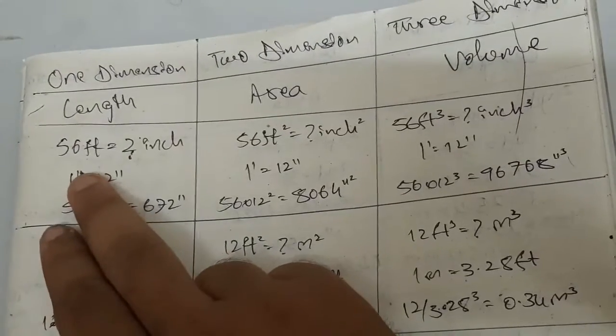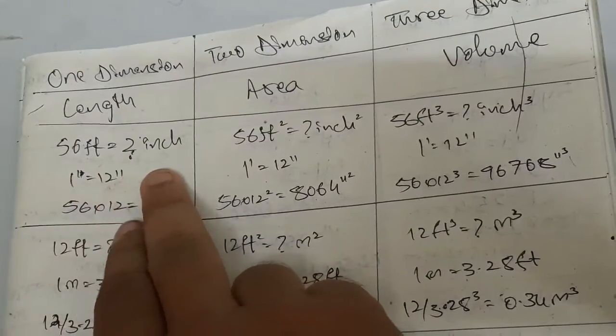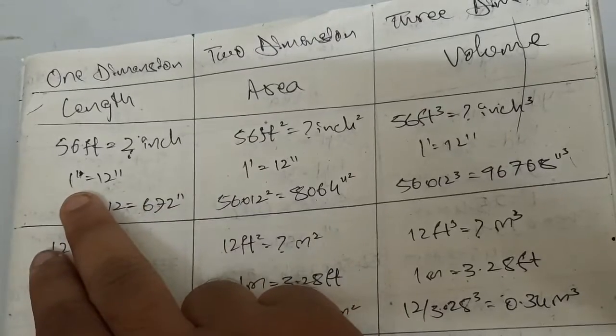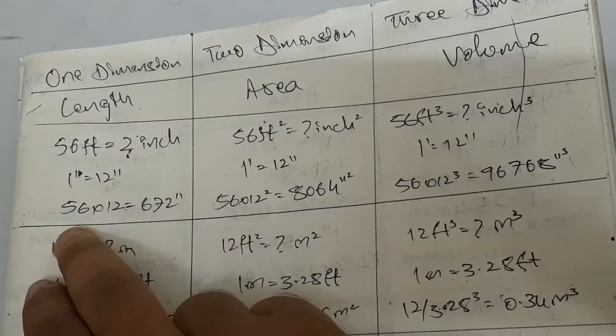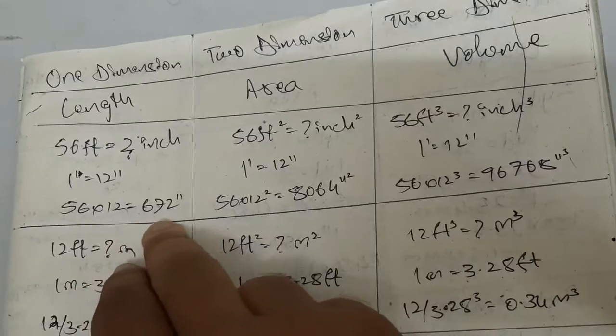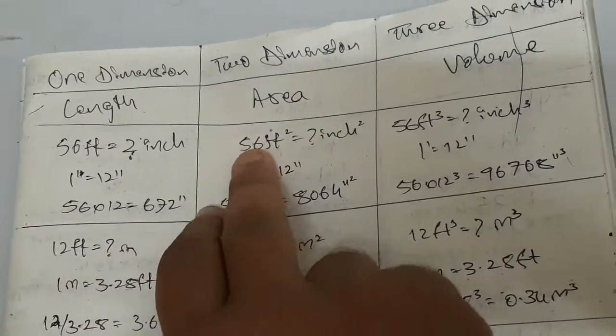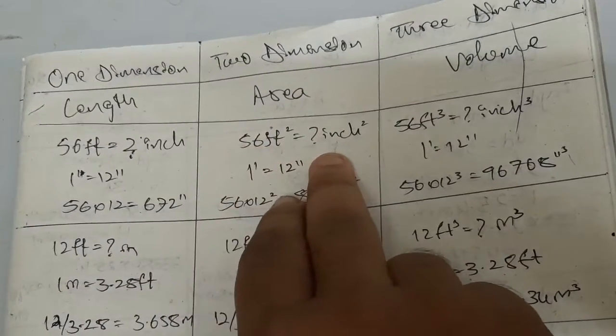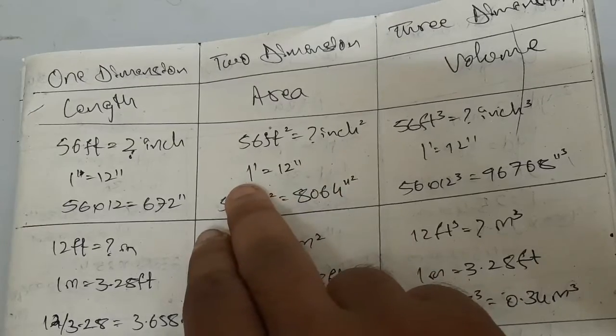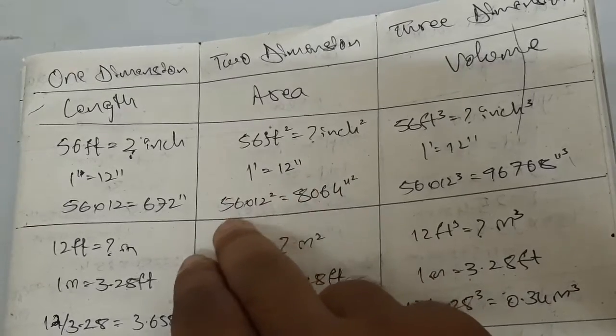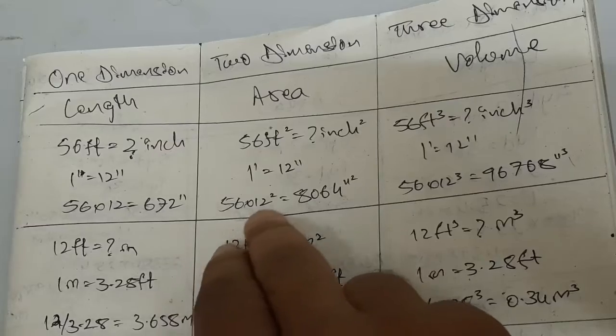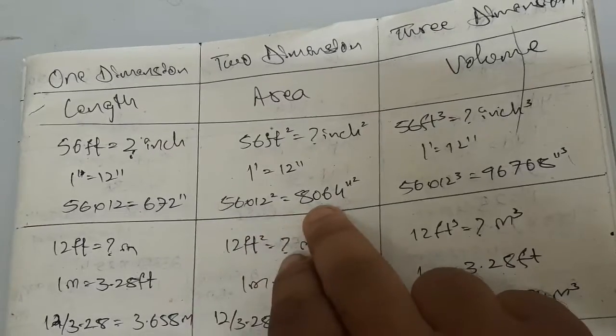Coming to our next problem, we have 56 feet is equals to how many inches? Now since 1 feet is equals to 12 inches, 56 into 12 is equals to 672 inches. 56 feet square is equals to how many inches square? Now since 1 feet is equals to 12 inches, we multiply 56 with 12 square, which gives us 8064 inch square.